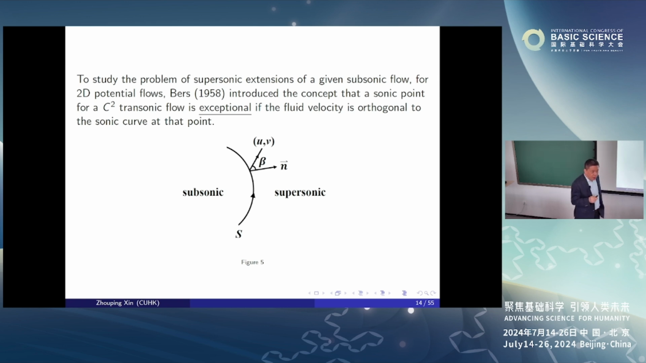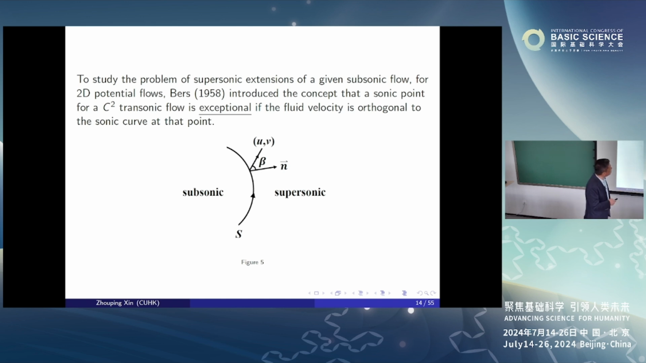The only way you can do it is if this sonic curve is non-exceptional. What do you mean by exceptional? Exceptional means, if this sonic curve is given, it has a normal. This is your flow direction. Then you study this. If these two coincide, then this flow is called exceptional. If they don't coincide, they are non-exceptional.